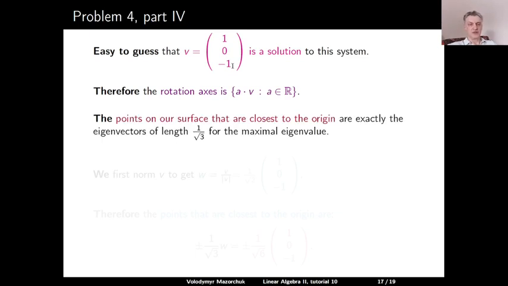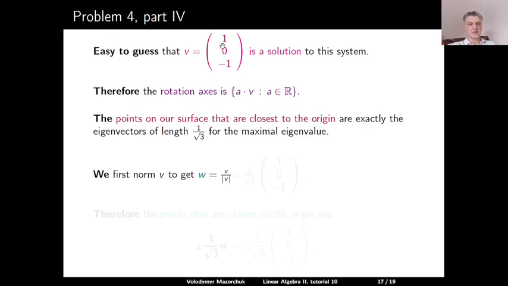The points on our surface that are closest to the origin should be exactly the eigenvectors of length equal to this smallest distance to the origin, which is 1 divided by the square root of 3, for our maximal eigenvalue. So we know one eigenvector, so all other eigenvectors are scalar multiples. So it is convenient first to norm v to get a normed eigenvector w, which is equal to v divided by the length of v.